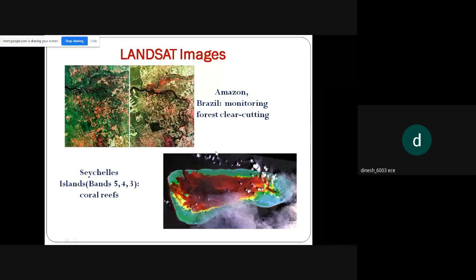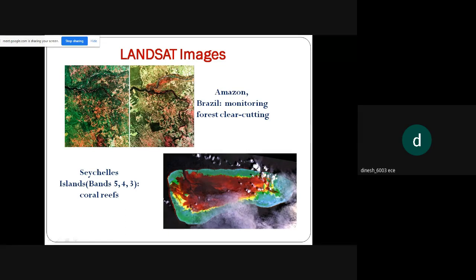So the Landsat took images. The first one is the Seychelles Island. See the Seychelles Island, how it is present, surrounded by water. The Landsat image is taken over the bands 3, 4, 5. You can see here the red color, not the top, at the bottom. You can see the surrounding water bodies being green color, and we can see the islands with coral reefs.